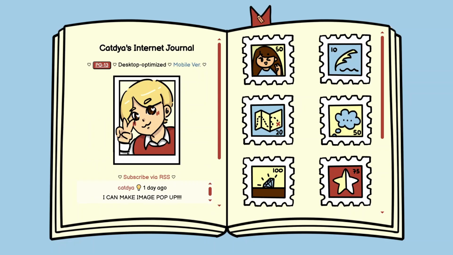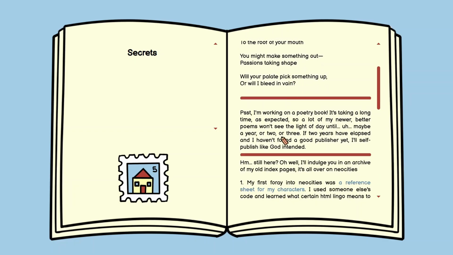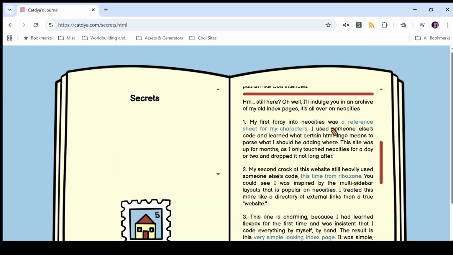Okay, there's a secret page here. Let's see, a secret poem, an unreleased poem, and me saying I'm working on a poetry book. Okay, so here's the part where I show you my old layouts. I'm gonna open it in a new tab so it's easier to see.